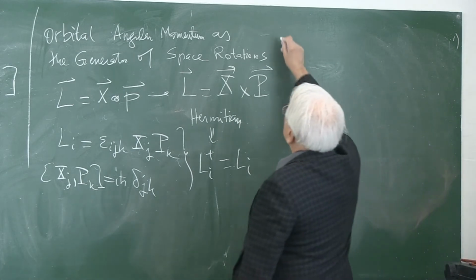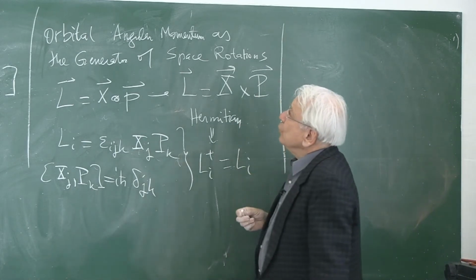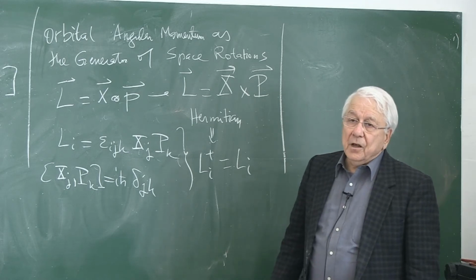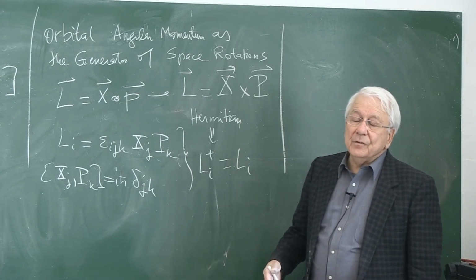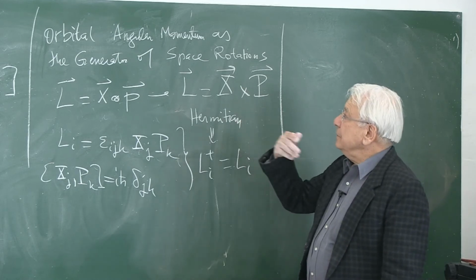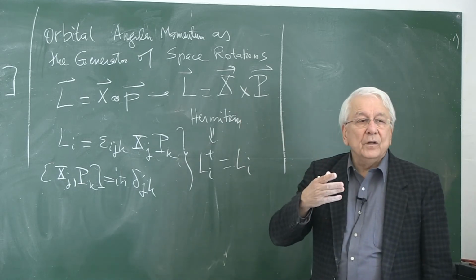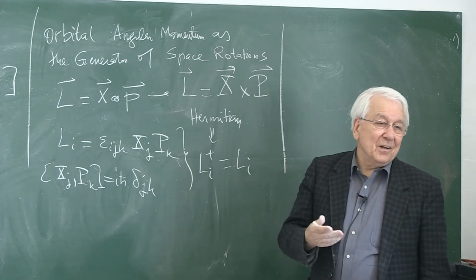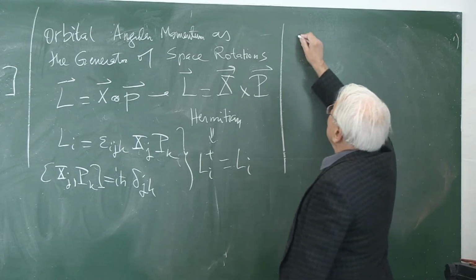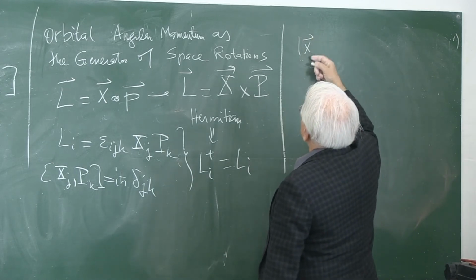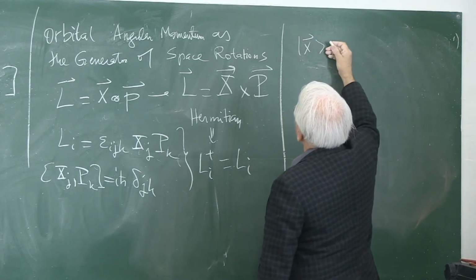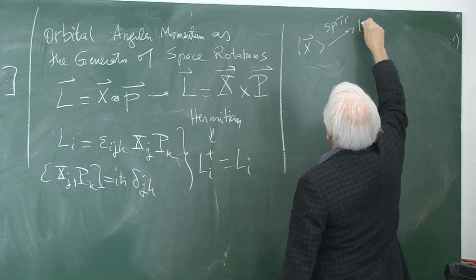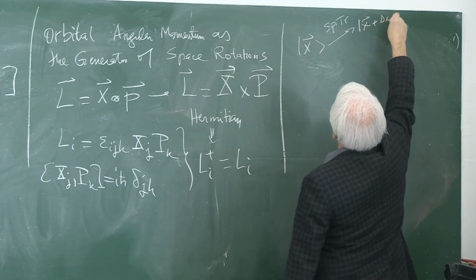Once we understand the simple Hermiticity property, let's mimic the steps we followed in the space translation case. What do I mean? If I'm going to demonstrate that orbital angular momentum is the generator of space rotations, then I have to see the effect of this orbital angular momentum operator on what? On the position operator eigenvector, for instance. How does it change? Because remember, the position operator eigenvector is this.